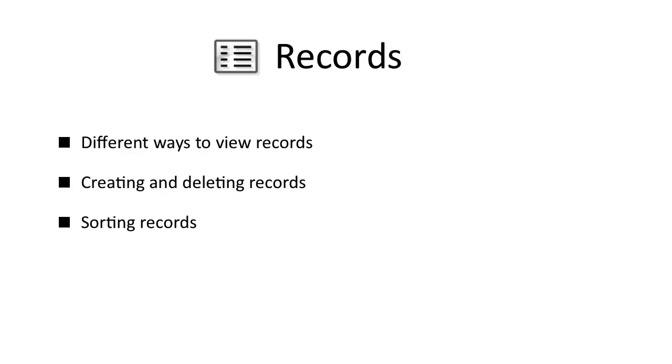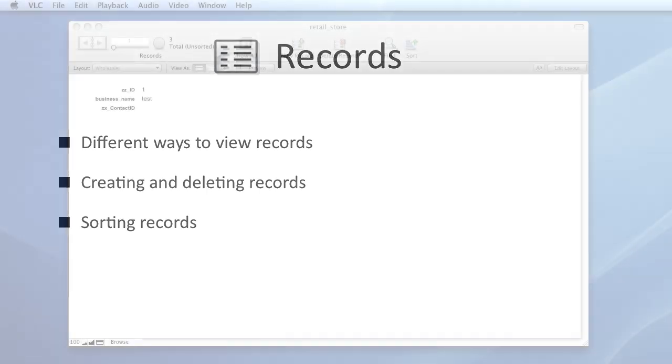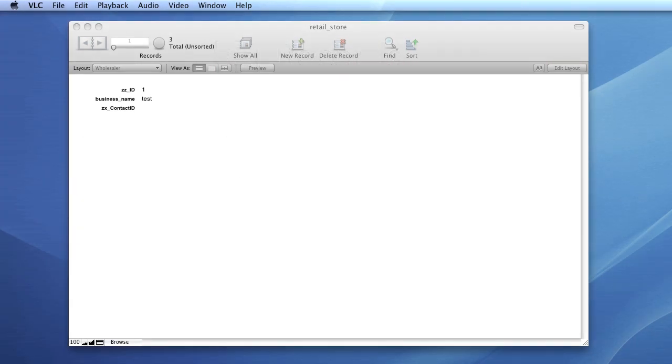FileMaker stores all data as records, which comprise a single instance of each field in a table. This section will cover different ways to view records, creating and deleting records, and sorting records. Most table names will describe the type of records contained within them. For instance, a table named Person will usually contain information about persons. Generally, one record within the table will represent a person.